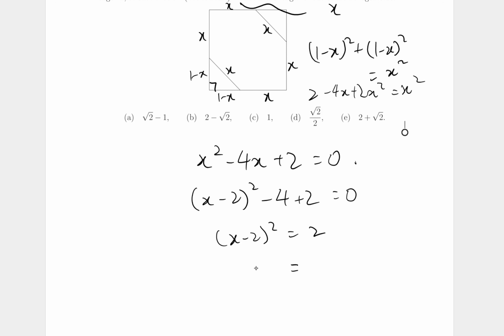So, x minus 2 is, well, plus or minus root 2. So x equals 2 plus or minus root 2. Okay, well, which one is it? Which one is it then?